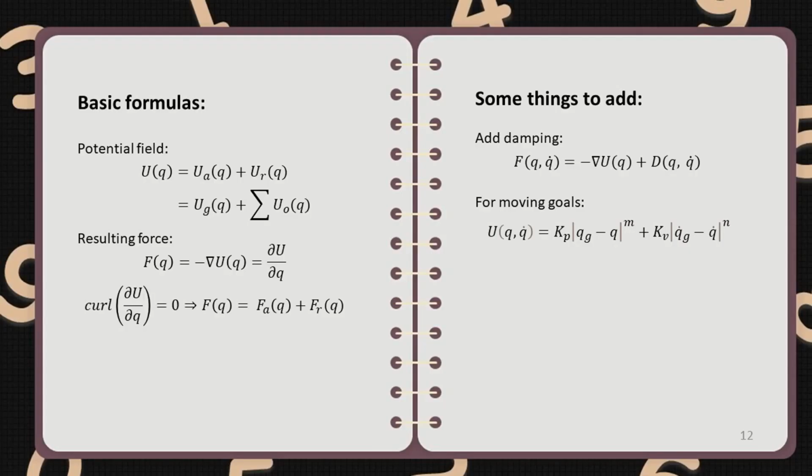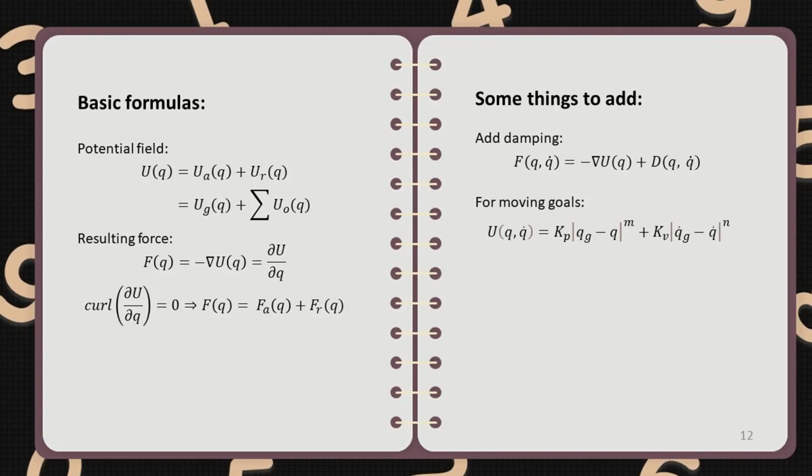Let's have a quick look at the math. The overall potential field is just an addition of all the attractive fields, this is most of the time just the potential field created by the goal, and all the repulsive fields, namely obstacles. As I said before, the resulting force is the negative gradient of the potential field.